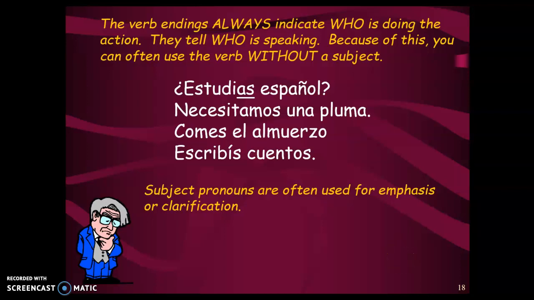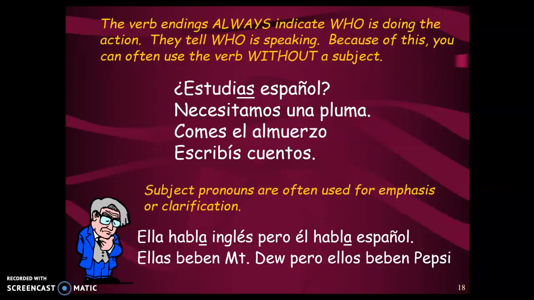Okay. Yes, sometimes we can add the subject pronouns just for emphasis. But when you already know that the endings that you see in the verb are for just one specific person, you don't have to write the subject pronoun. So, ella habla inglés, pero él habla español. Look at the ending here. The infinitive verb would be hablar, right? But we're using the pronoun ella. The ending is a. Pero él habla español. Ellas beben Mountain Dew, pero ellos beben Pepsi. Okay.